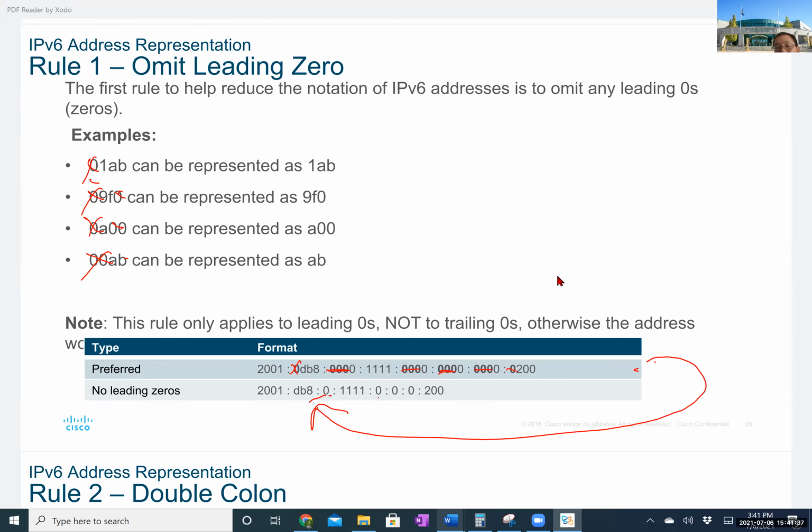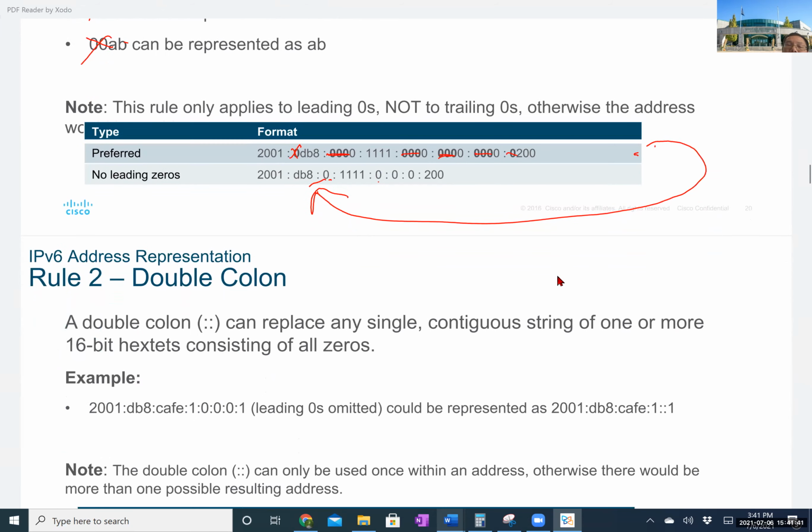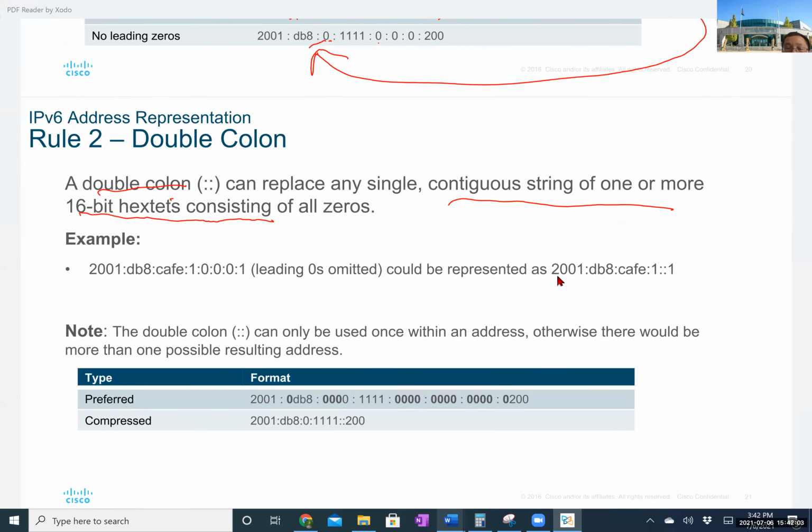The second rule is the double colon. It can replace any single, continuous string of one or more 16-bit hex groups consisting of all 0s. So when you have continuous groups of 0s, you are able to replace them with the double colon. Think about this one, you have a continuous group of 0s here.